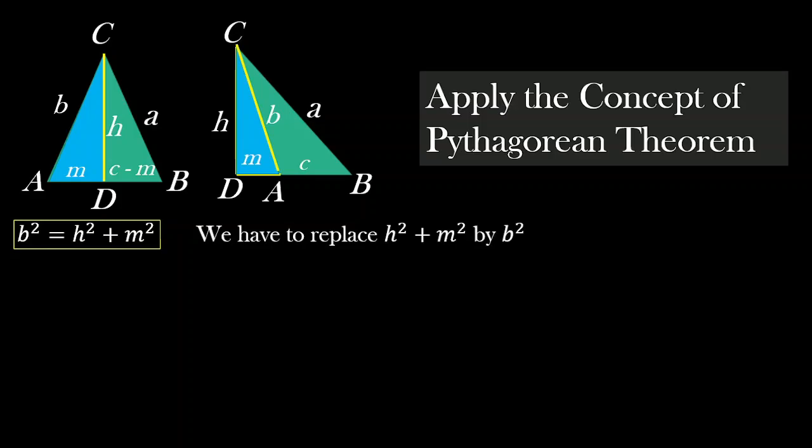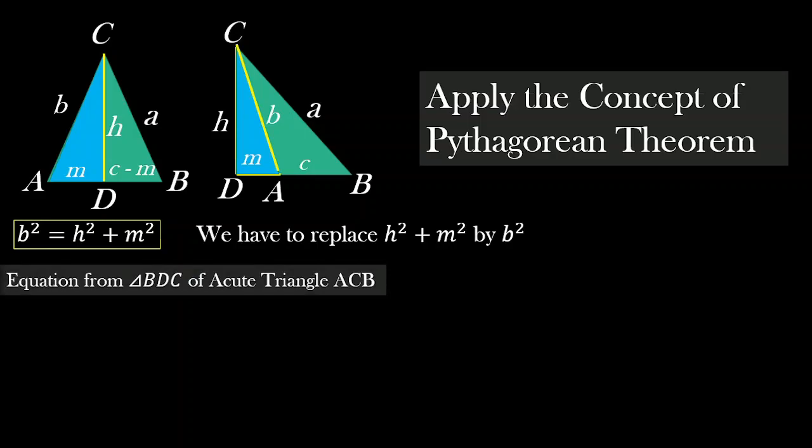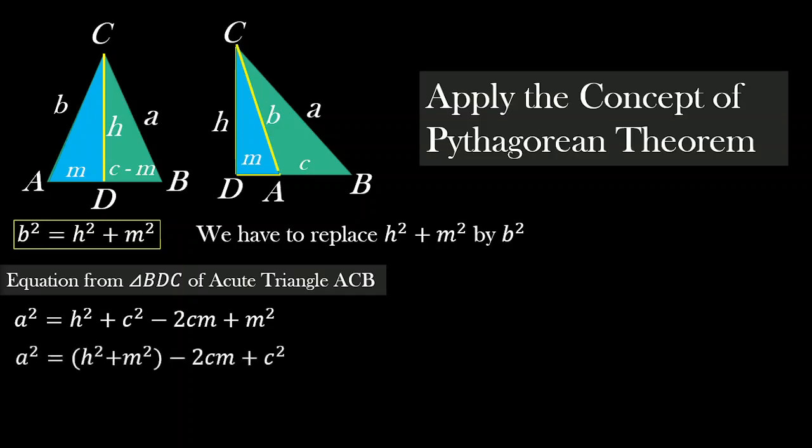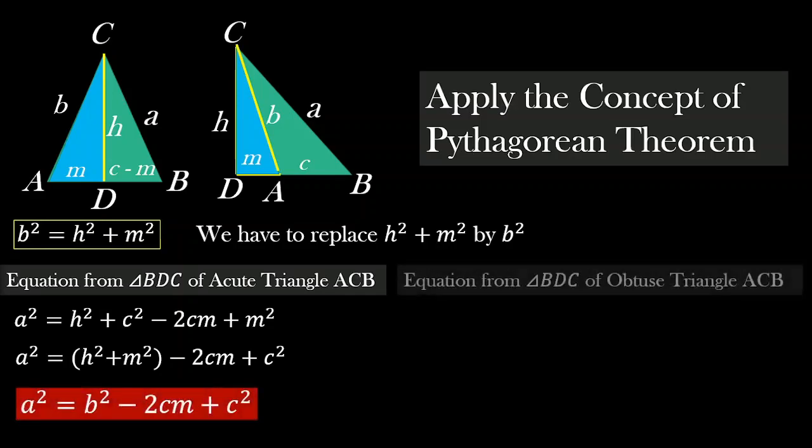Here's the equation from right triangle BDC of acute triangle ACB. A squared is equal to H squared plus C squared minus 2 times C times M plus M squared. Arrange it and replace H squared plus M squared by B squared. Now we have A squared is equal to B squared minus 2 times C times M plus C squared.